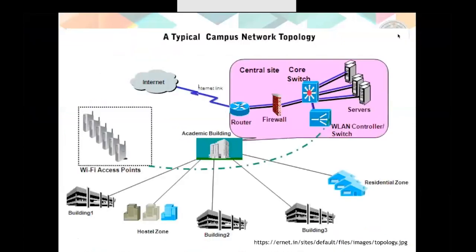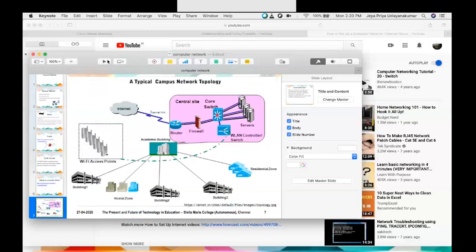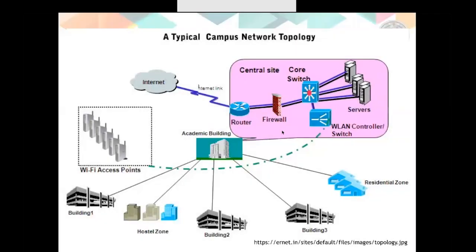So now this is a typical college network topology here. So I can see here your college has got different buildings. So you can see there is a hostel, different buildings built, and maybe for lecturers, if they have the residential zone here and Wi-Fi access points, all these are connected to the internet. So how does it work here?